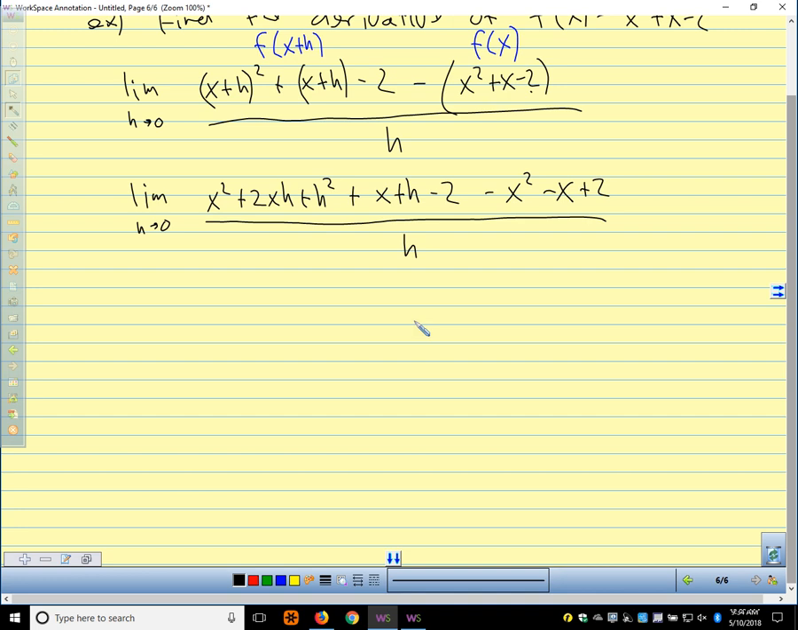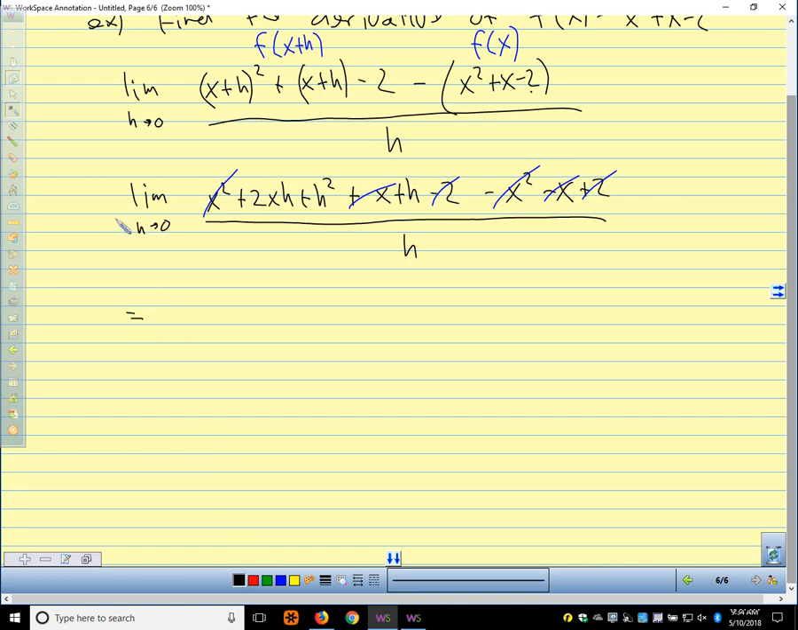When your formula goes halfway across the page, you're starting to do some serious math. All right, we have a plus x squared and a minus x squared. We have a plus x and a minus x. We have a minus 2 and a plus 2. Those all go away. And what we're left with has a common factor of h. We have an h here, we have an h squared there, we have an h there.